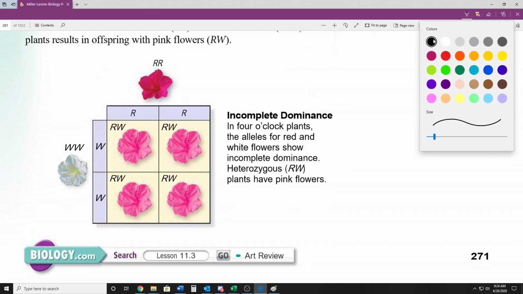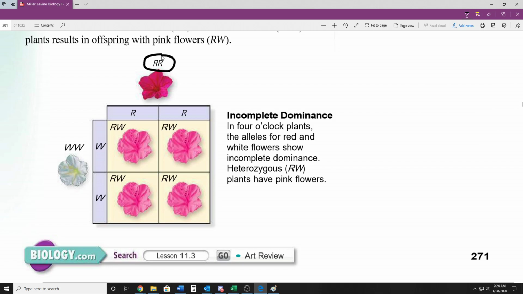So if you turn your attention up here again, we have two homozygous parents, one with two red petal alleles and one with two white petal alleles. And the offspring are all going to have a heterozygous genotype RW. But because this pattern of inheritance is incompletely dominant, the result is these two colors mix together and result in pink. When you take red and white together, you get a pink color. And that's what happens in these plants.